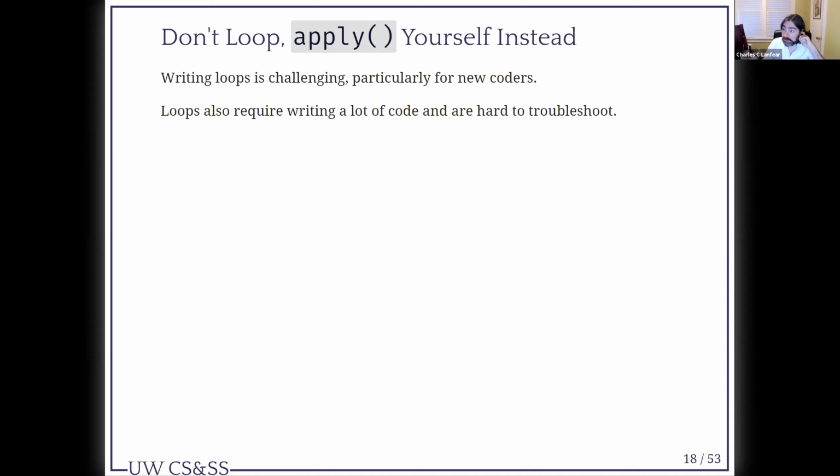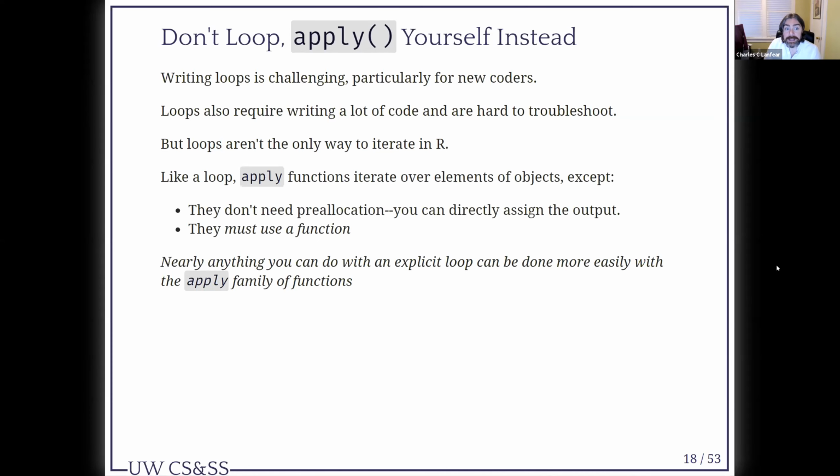So they're challenging, they're hard to read, they're easy to make mistakes. You have to write a ton of code. When they break, sometimes it doesn't make any sense, okay? The nice thing in R, unlike many other languages, is it has a built-in system for skipping writing loops. These are called the apply functions. So loops are just not the only way to iterate. They're not even the best way to iterate in R.